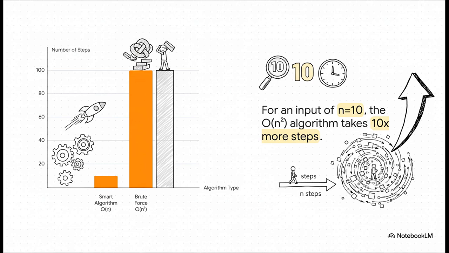The difference between O(n) and O(n²) isn't just a gap, it's a massive chasm. For a tiny input of just 10 items, the brute force method takes about 10 times more steps. Okay, annoying, but maybe manageable. But what happens when we scale that up to an input of, say, 1 million? The smart O(n) algorithm takes about 1 million steps. The brute force O(n²) algorithm, it takes 1 trillion. That difference isn't just big, it's completely and totally insurmountable.